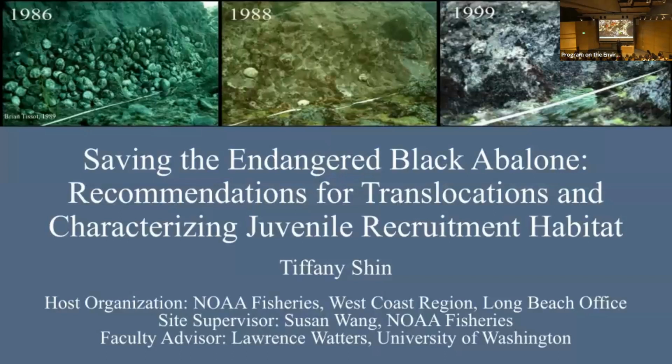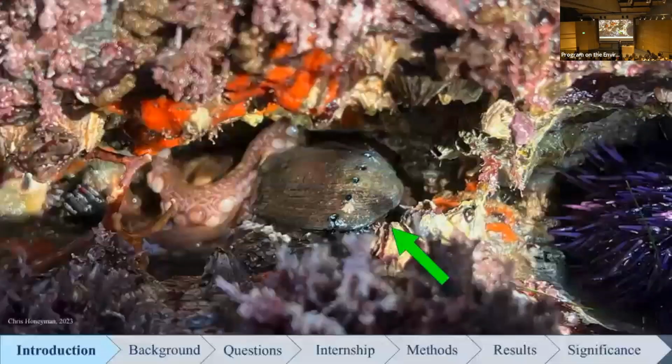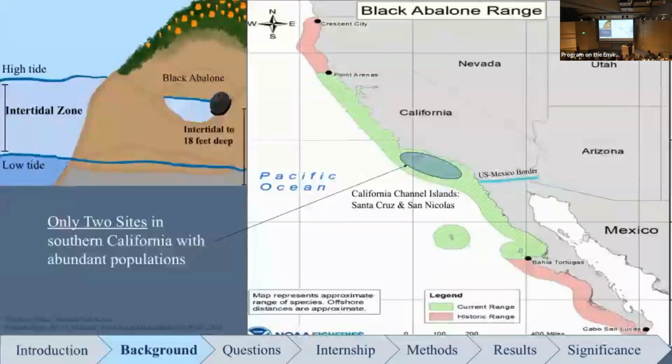Hi everyone, this is the shell of a black abalone, an endangered species of marine snail. This is a typical habitat for black abalone adults, which has complex surfaces and deep crevices that provide algae and shelter. Black abalone are only found in rocky intertidal and shallow subtidal reefs in California and Baja California, Mexico. Today, populations in California remain low densities, and population status in Mexico is largely unknown.